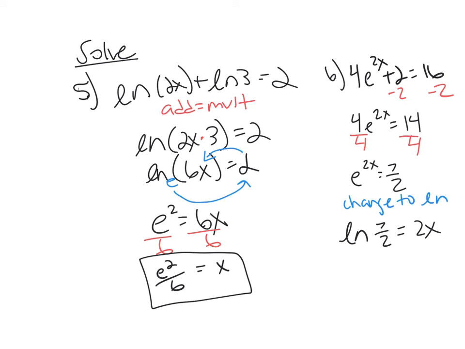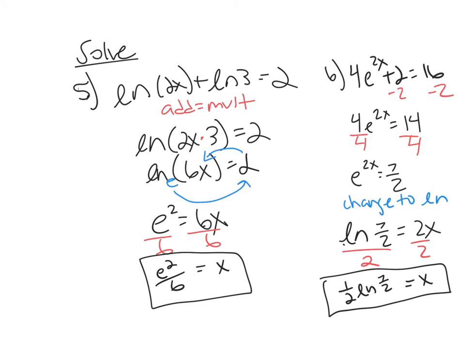Again, you can always think with your circle to double check. And now that I have the x out of the exponent, I simply can divide both sides by 2. And the exact answer will be, this half you can pull out in the front, 1/2 natural log of 7/2. And again, if you need the approximated decimal answer, you can put that in your calculator.